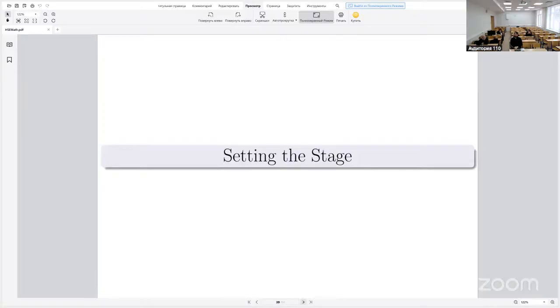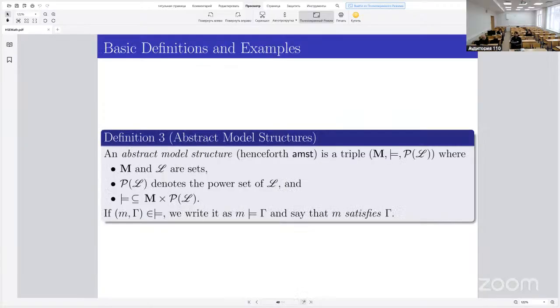Okay, so now going to the technical preliminaries. This is the official definition of abstract model structures. It's a triple of this form where M and L are sets. PL denotes the power set of L, and this double turnstile is a subset of M cross PL. So if this pair M, gamma belongs to this double turnstile, you simply write it in infix notation, M satisfies gamma, and you say that it's satisfied.